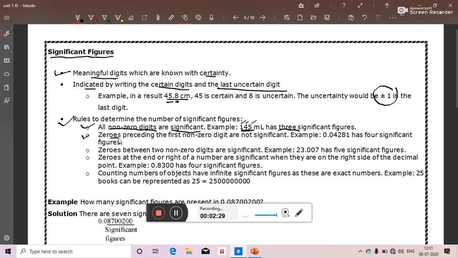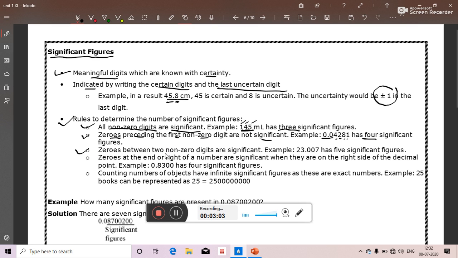Second rule is zeros preceding the first non-zero digit are not significant. Preceding means before. So zeros before the non-zero digits are not significant. For example, in 0.04281 both the zeros are before the non-zero digits, so they are not to be counted. So the number of significant figures will be 1 2 3 4. It is having 4 significant figures.